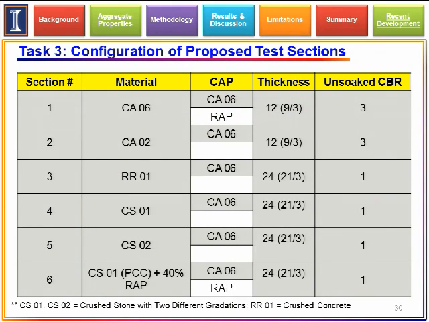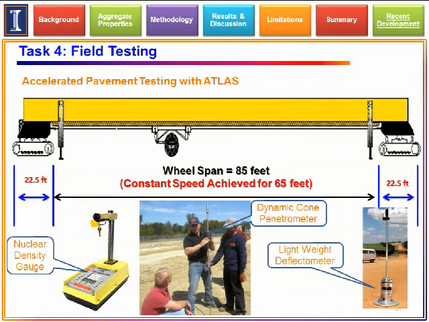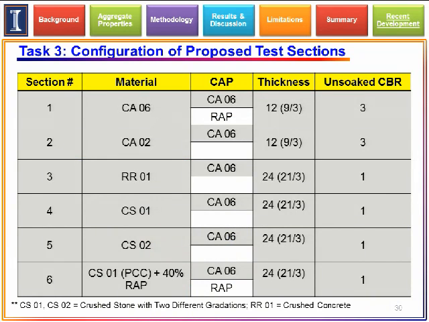Now, for this study, we'll be actually constructing field test sections with these materials. CS6 and CA2 are the conventionally used base materials, whereas CS1 and CS2 are crushed stone with 2 different gradations with large top aggregate sizes, and the RR1 is the crushed concrete aggregate, where we will also be using the crushed concrete.